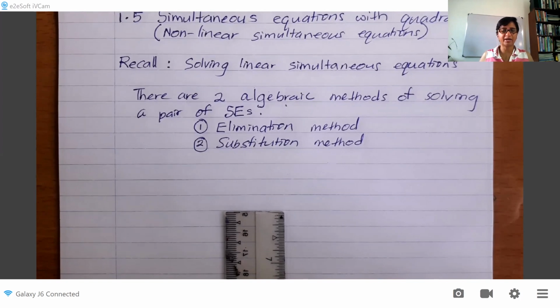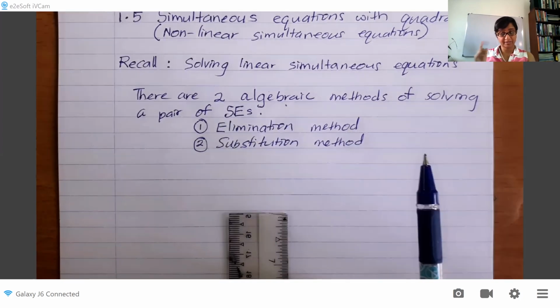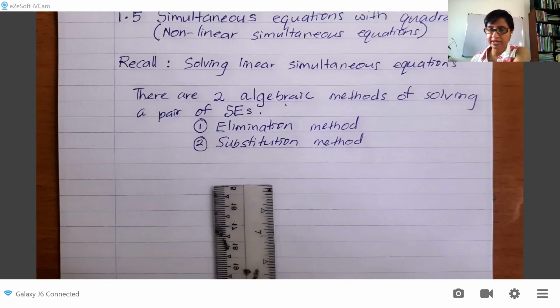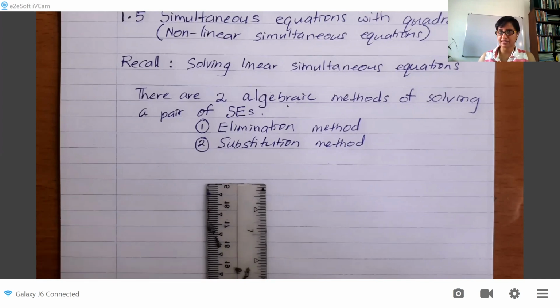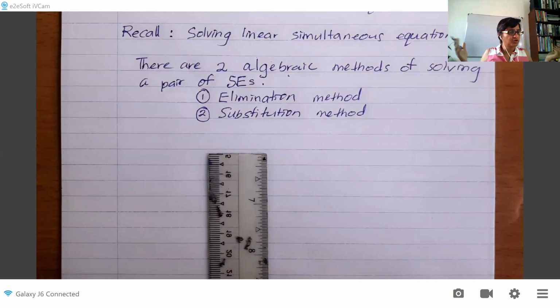On the other hand, there are graphical methods of solving equations. Since there are other methods, that's why I included the word algebraic. There are two algebraic methods because there are other methods of solving this. They are the elimination method and the substitution method. And I'm going to take one example of a pair of simultaneous equations and solve them by using both methods. So I will do it side by side, parallel, just for comparison. You know this already.